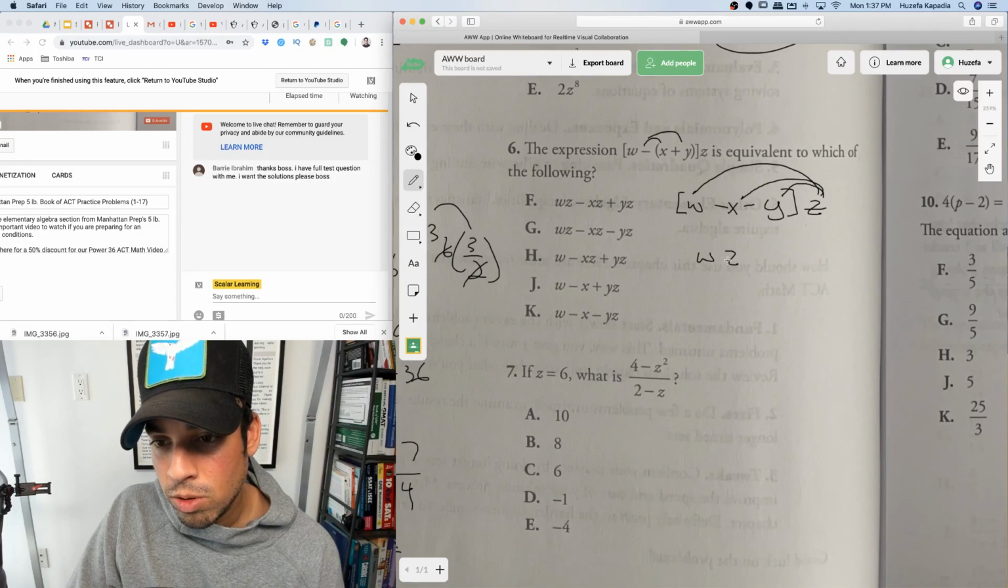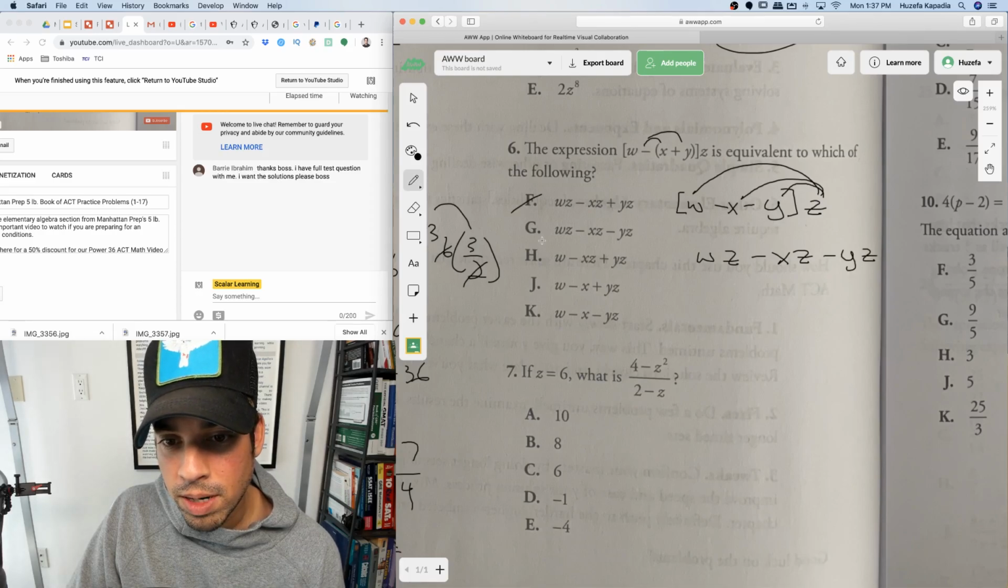Then this becomes wz minus xz minus yz. That's out because it doesn't have a minus. wz. It's this one.